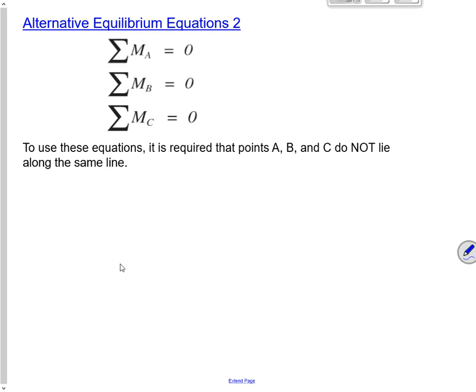Similarly, another alternative is I can do three moment equations. I can just use the sum of the moments about A, B, and C. Now here the trick is A, B, and C cannot lie along the same line. So I'd have to pick three points A, B, and C, and those three points have to define a plane, in which case I could do this moment equation. It's just a possibility. That doesn't mean I necessarily am going to ever do it, but keep it in mind.